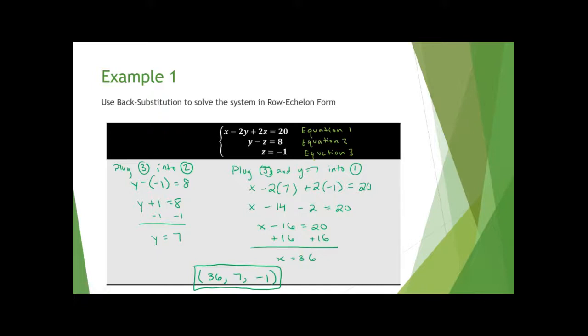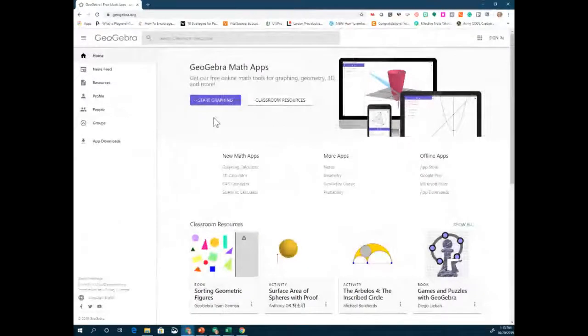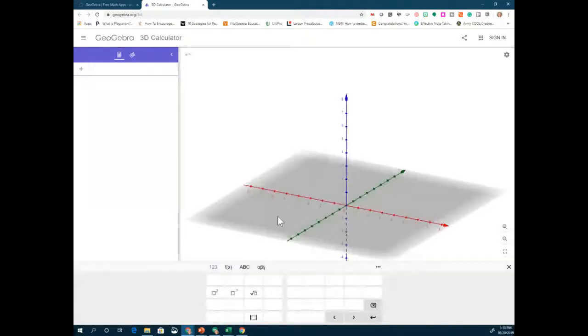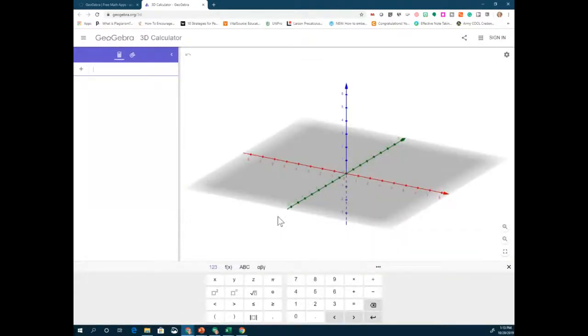So I would like to sort of graph this for you. Now, Desmos cannot graph more than two variables. It can only do x and y. But there's GeoGebra, which can do 3D things. So we want the 3D calculator here. And now I'm waiting for it to load. Okay. So when we have a system with three variables, we're looking at our answer in 3D space.